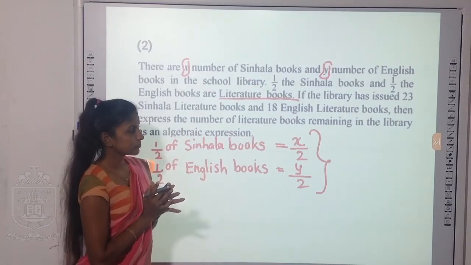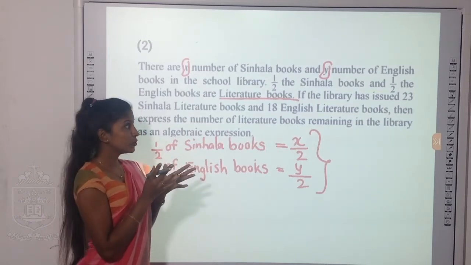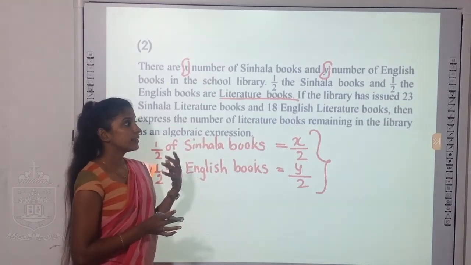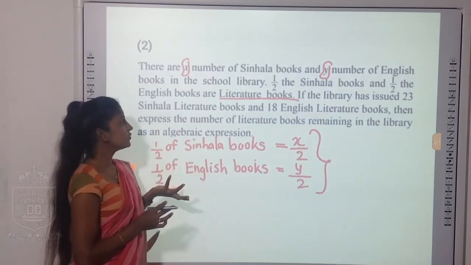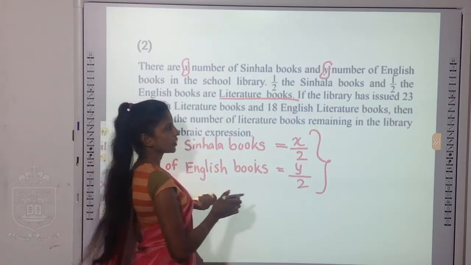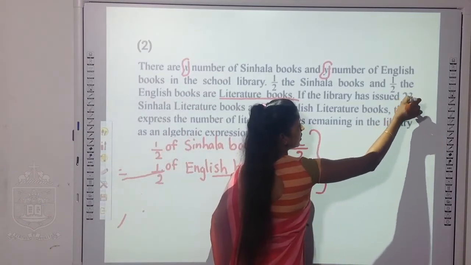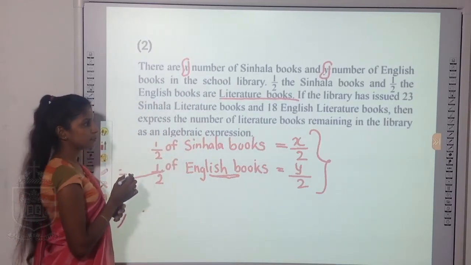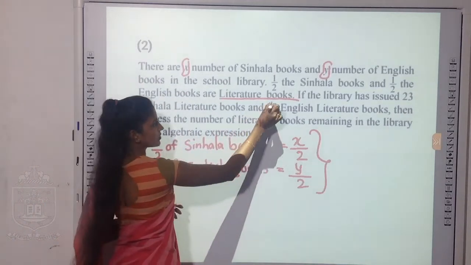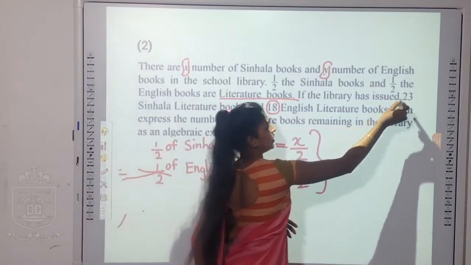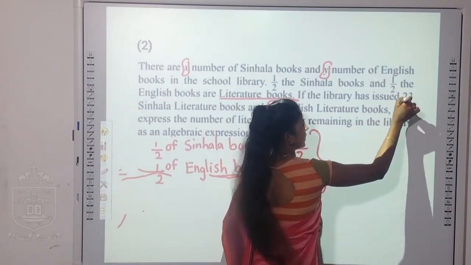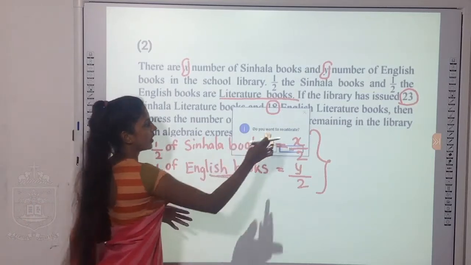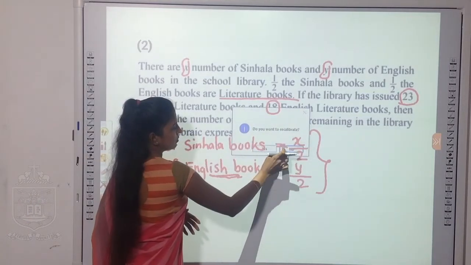And then the total number of literature books present in the school library. And think that the library has issued 23 Sinhala literature books and 18 English literature books. 23 plus 18, right? And then what you have to do?